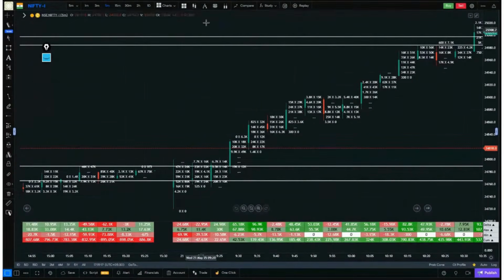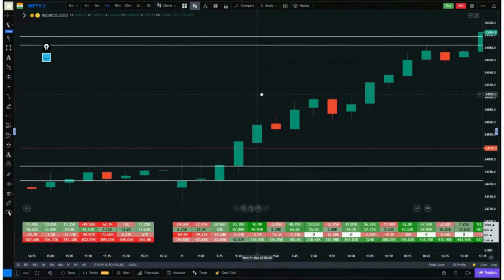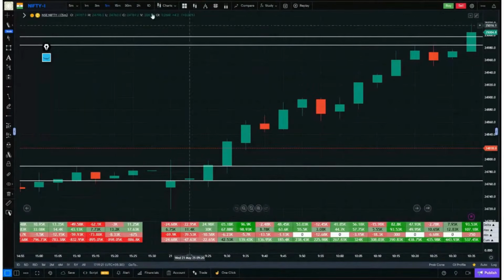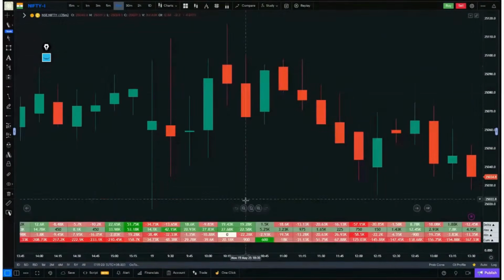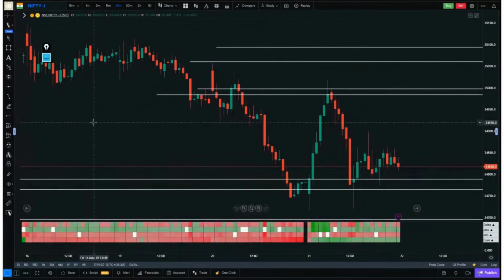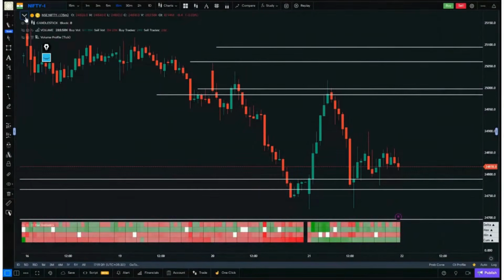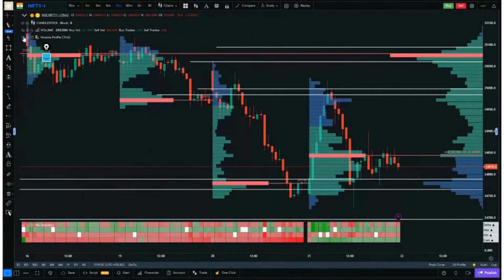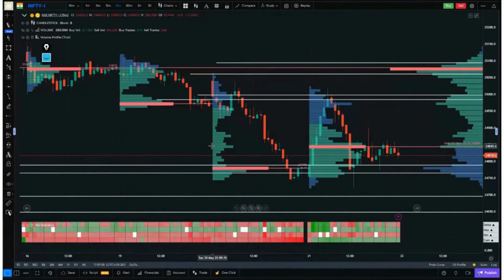Before we properly read the order flow, let's first take a look at yesterday's volume profile confirmation to see what kind of confirmation the volume profile gave us yesterday. Yesterday, the market made a significant move on the downside, and these were some of the levels.